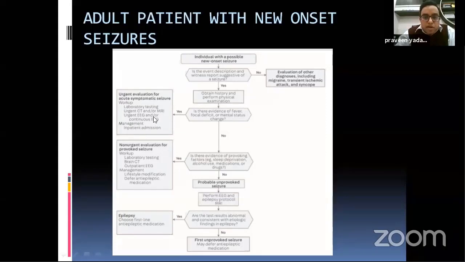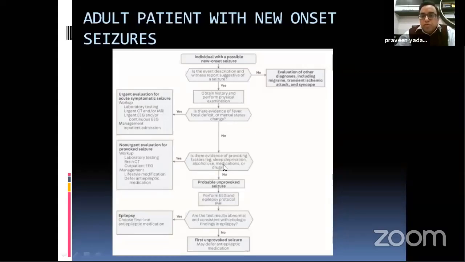And if there is some urgent underlying cause, or if it's an acute symptomatic seizure due to an urgent underlying cause, then you have to investigate, do the MRI, CT scan, EEG, as well as the CSF study. If none of these findings are there, then you see whether it's a provoked or unprovoked seizure.